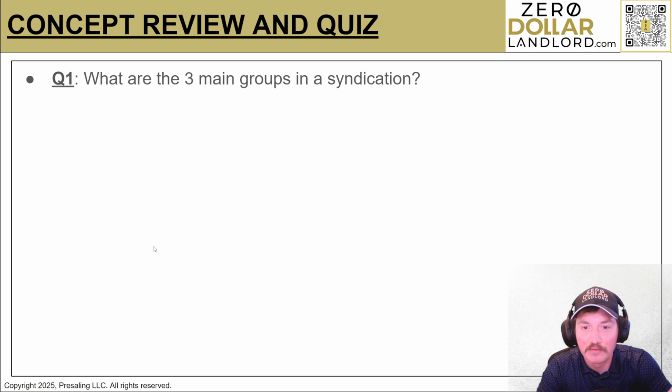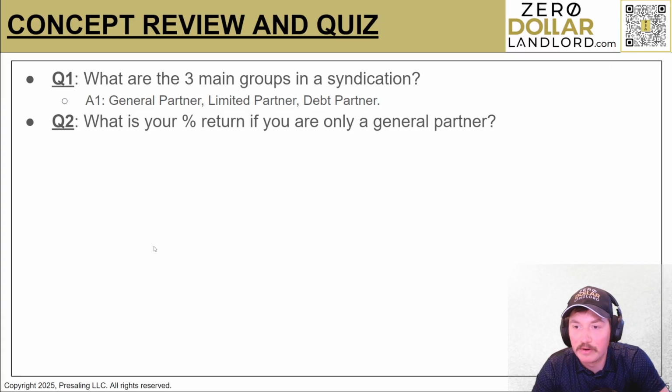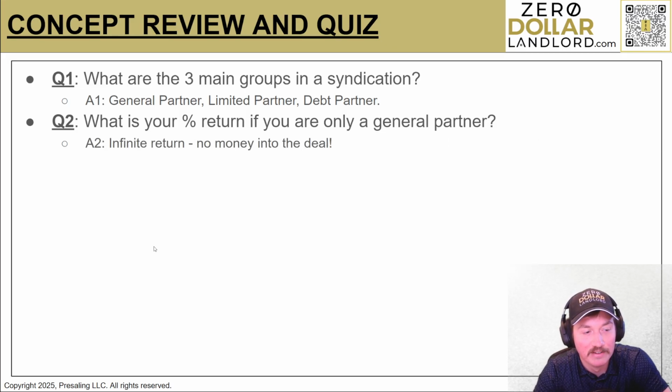All right, fair enough. That is general partner, limited partner, and debt partner. But the debt partner is not really actually a partner. All right, Akbu. What's your percent rate of return if you are only a general partner? No, what is your percent return? Infinite, because you've got no money in the deal.